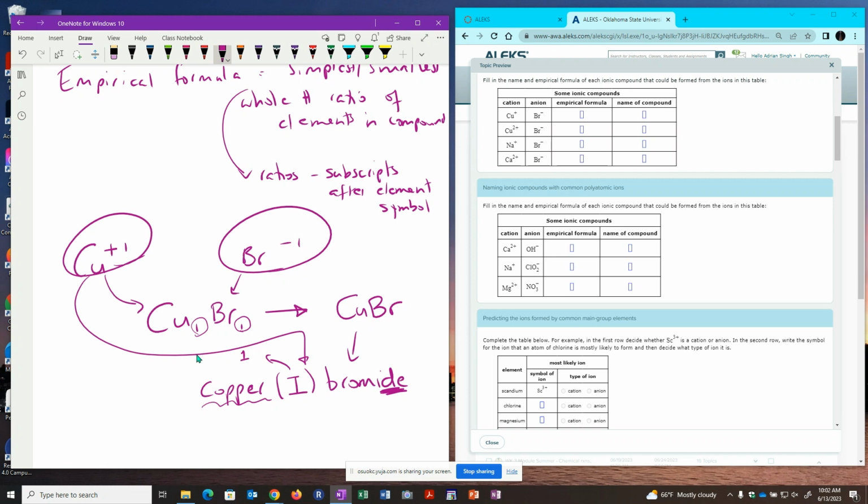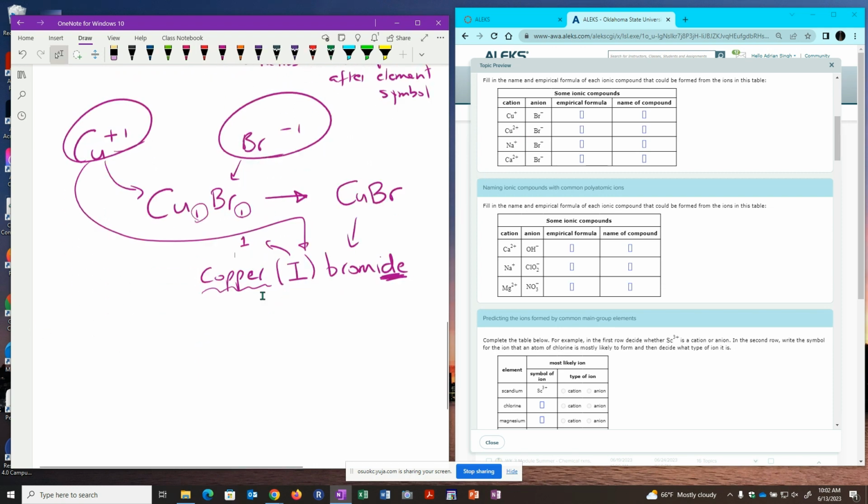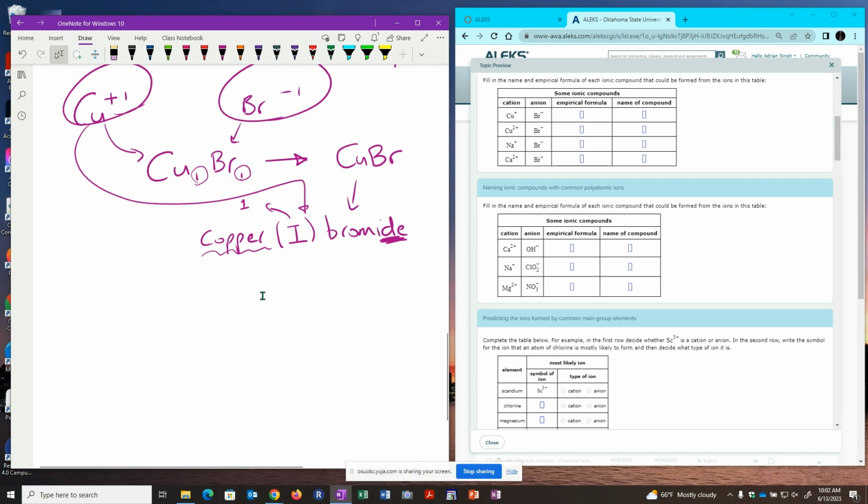It's I. And we need that there because we're looking at copper, which is a transition or variable charge metal. So copper 1 bromide. If we take a look at the one underneath it, so copper 2 plus and Br minus, we'll see that they're going to share things that are common. All right, so we have again copper as the cation, so we put that first. Br as the anion, we put that second.